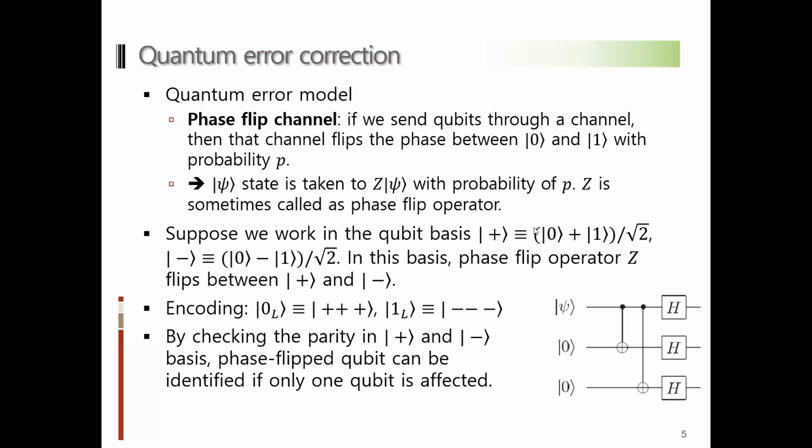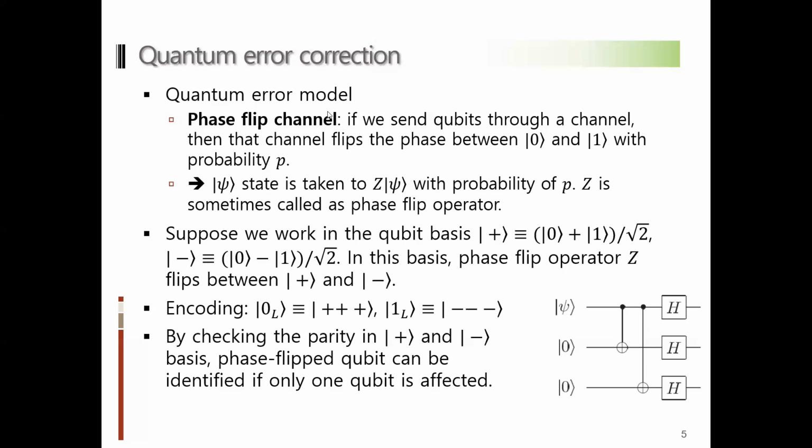To implement the basis change, we can apply the Hadamard gate. So that's our strategy. What we are going to do is first assume that there is a channel, not completely ideal, which won't flip the bit information, but has only some finite probability to flip the phase.